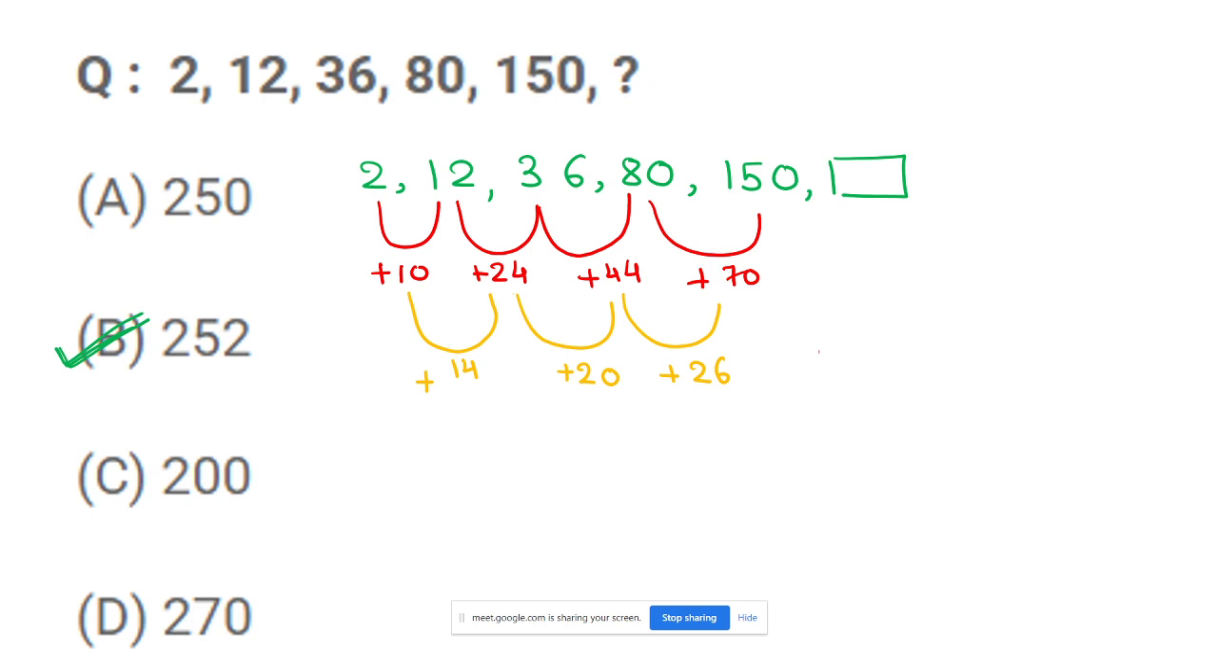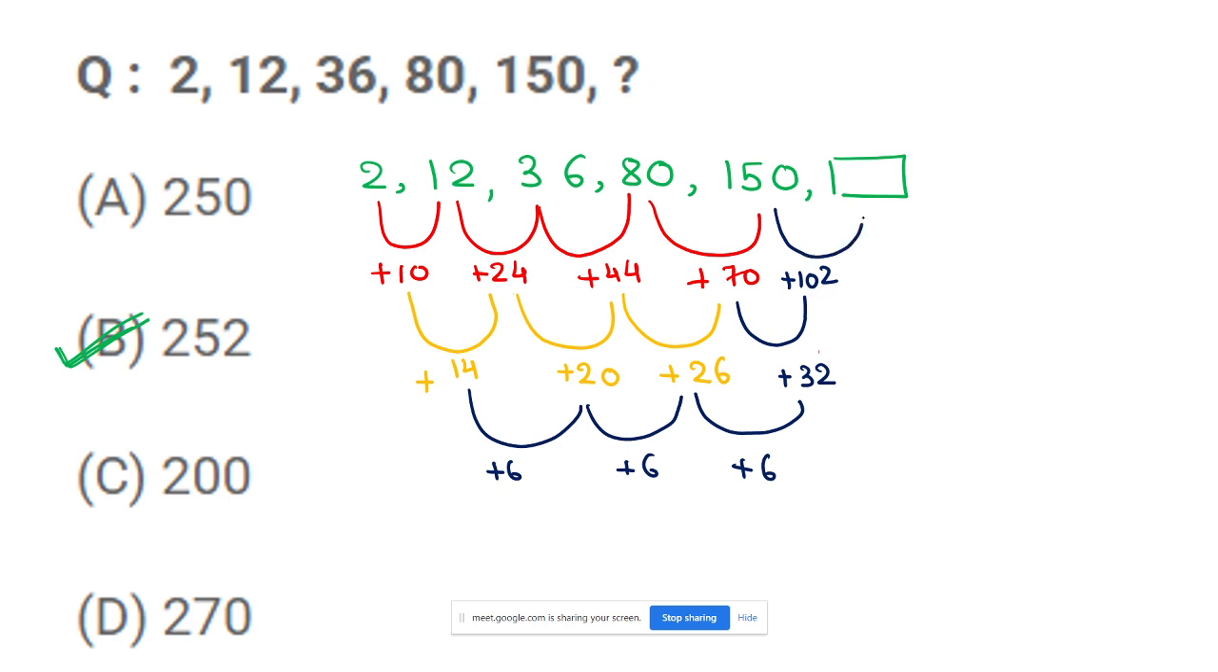Do you see any pattern inside what we have just written? The numbers are 14, 20, 26, so the difference between them is plus 6. Over here it is plus 6, and the next is also plus 6. So after this it will again be plus 6, that is, here it will be plus 32. Then the next will be plus 102. So what is the next number going to be? The next number is 252.